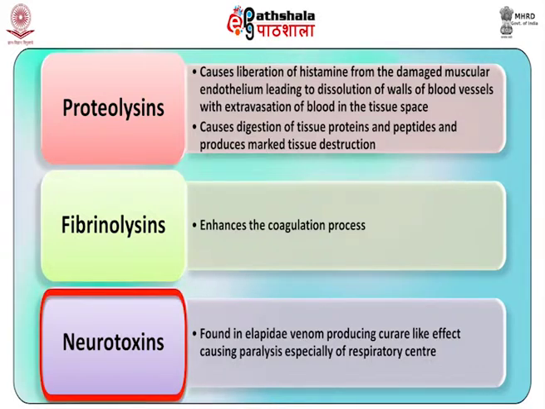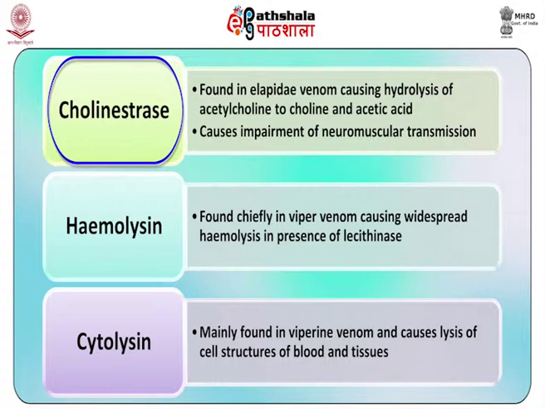Third are the neurotoxins. It is mainly found in elapid venom, producing curare-like effect, causing paralysis, especially of the respiratory center. Next is cholinesterase. It is also found in elapid venom, causing hydrolysis of acetylcholine to choline and acetic acid, thus causes the impairment of neuromuscular transmission.